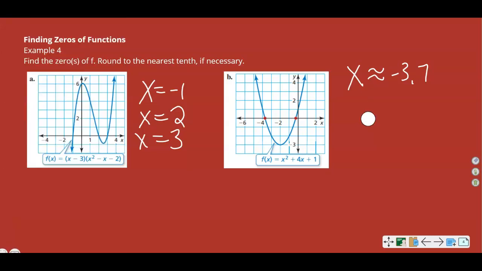Negative 0.26 would round, if you had to round it to the nearest tenth, to negative 0.3. So this is going to be negative 0.3. Let's just change this here to that.